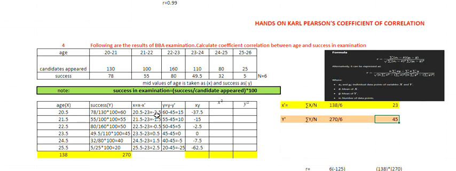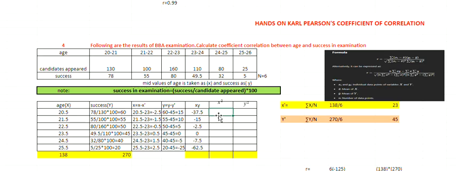Next, calculate x and y. What is x and y? 2.5 into 15, 1.5 into 10, 0.5 into 5, 0.5 into 0, 1.5 into 5, 2.5 into minus 25. The sum is 62.5. Done. Now calculate x square. Why are we doing this? Because we have to apply this in the formula. That is why we have to calculate it.